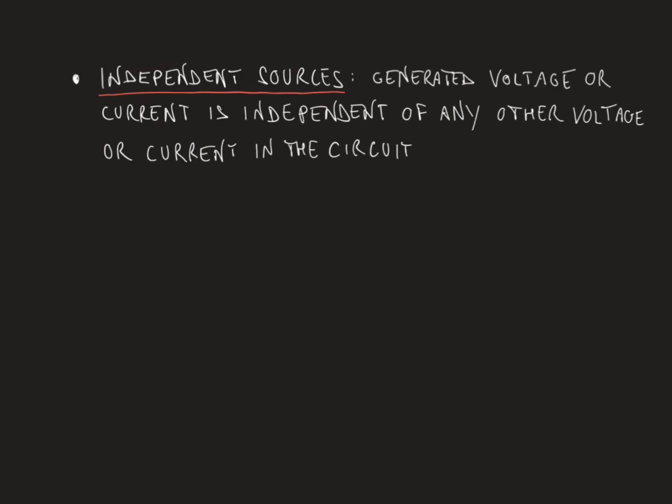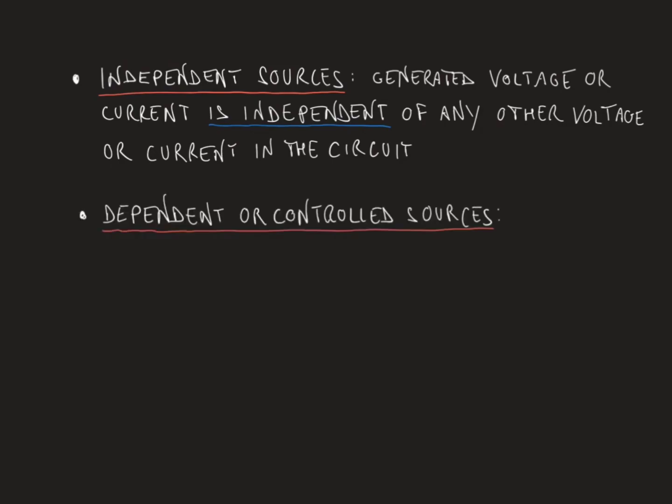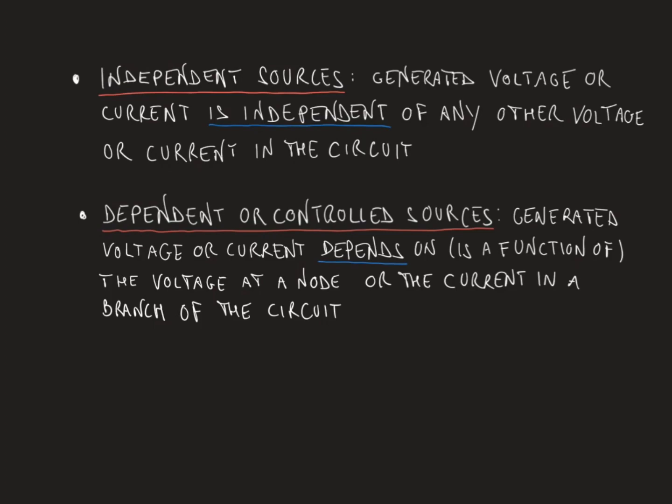Voltage and current sources considered in this video lecture are called independent sources, as the value of the voltage or of the current they generate is independent of any other voltage or current in the circuit they are used in. Also, dependent or controlled sources exist, where the generated voltage or current depends on the voltage in a node or the current in a branch of the circuit. Dependent voltage and current sources will be discussed in one of the next video lectures.